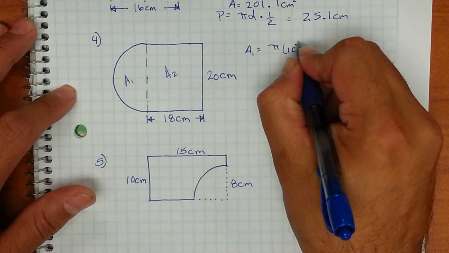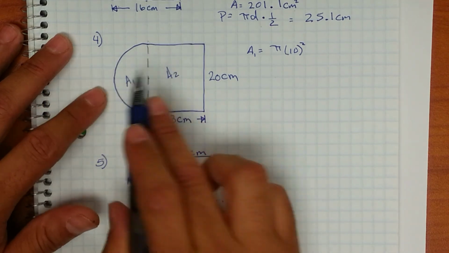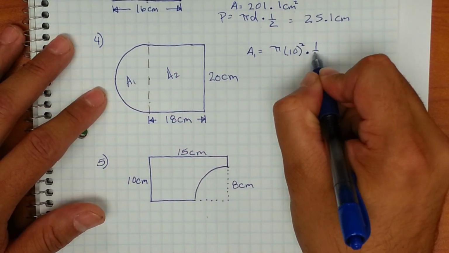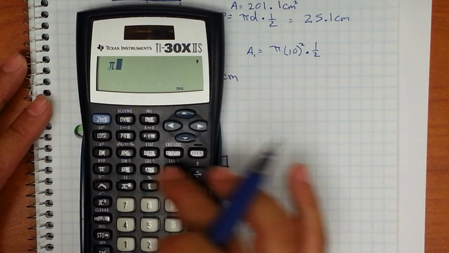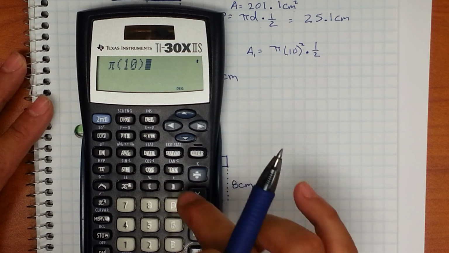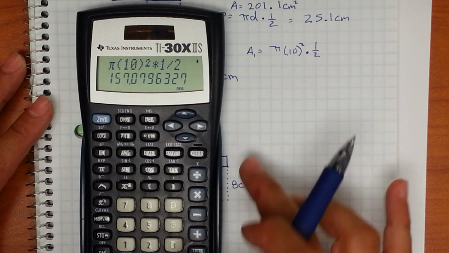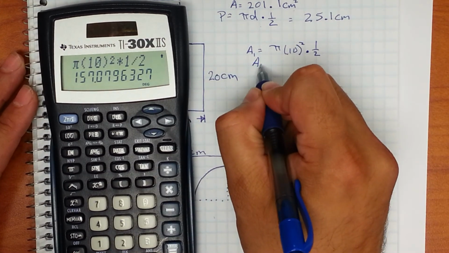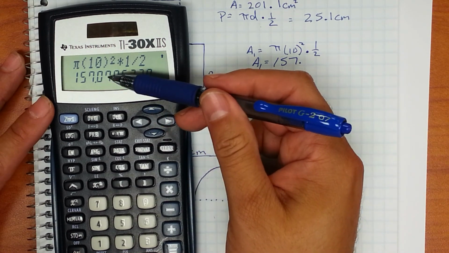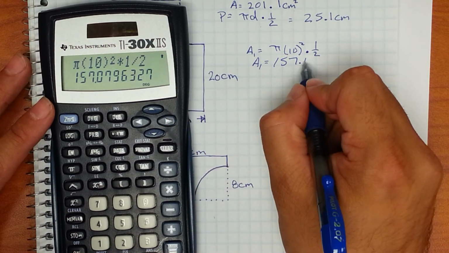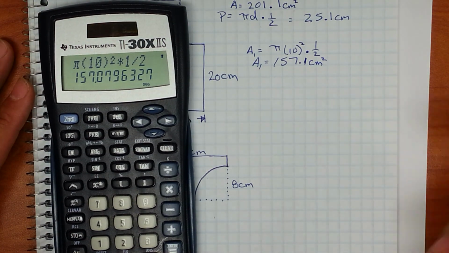So 10 squared. Now, how much of that circle do I have? I have 1/2. So again, times the 1/2. Pi 10 squared times 1 divided by 2. So I get an area of 157.0, and that 7 is going to make that 0 go up, so there's 157.1 centimeters squared because it's area.